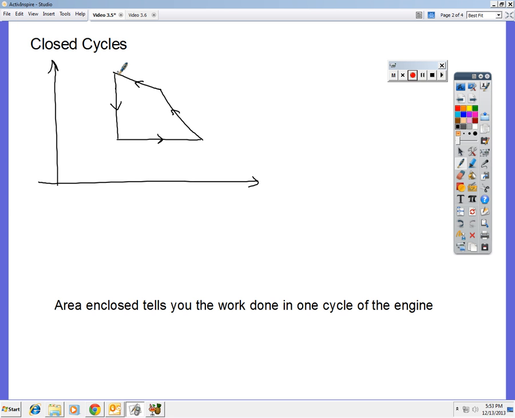And if you look at the work that is done, I'll label the steps 1, 2, 3, and 4. The work done in step 2 is that blue hatched area.